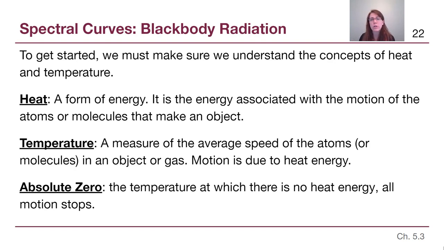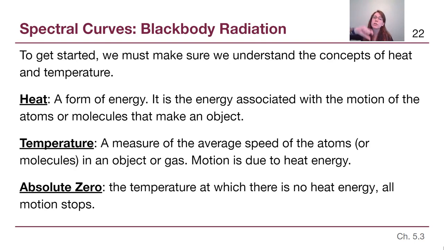And it's the energy associated with the motion of atoms or molecules that make up an object, because there's a different type of energy if an object is overall moving, like a car driving down the road has kinetic energy. We're talking about down at the atomic level, the fact that the atoms and molecules are shaking around gives an object heat energy. When we take a temperature, either the temperature of the room we're in or the temperature of the oven when we're trying to cook, what we're actually talking about, the number value that we're talking about, is a way to describe the average speed of the atoms or molecules in an object or a gas. That motion is due to heat energy. The more heat energy an object has, the faster the atoms are going to be moving around.